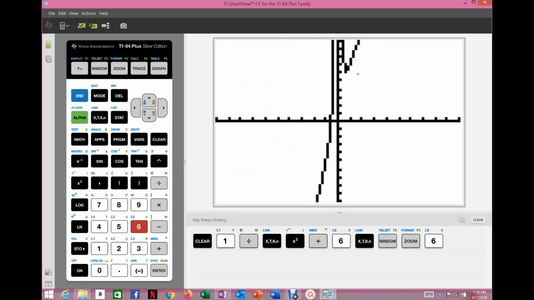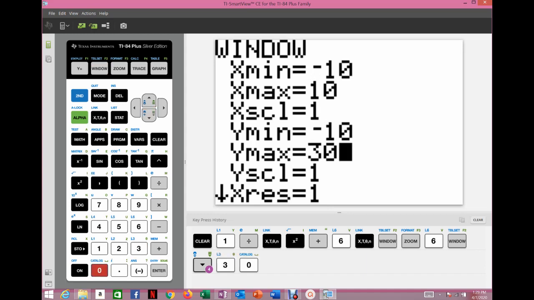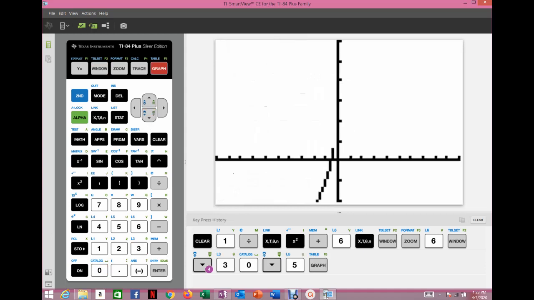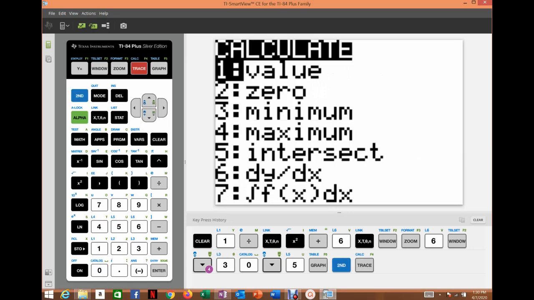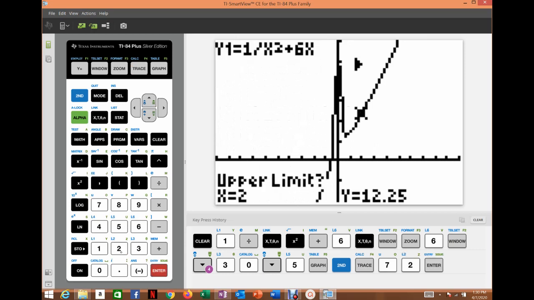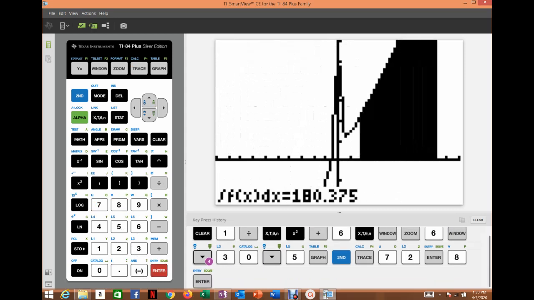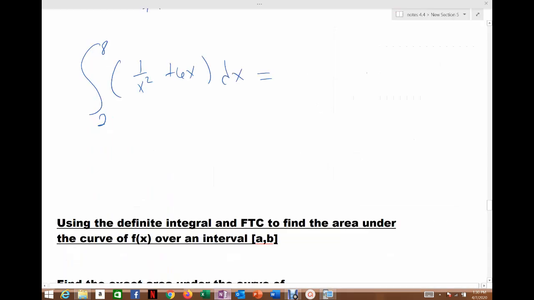And it's a little off my page. Alright, so I might make my window a little bigger in the Y direction, just to see what's going on there. So, if I graph it, there it is. Alright, so there's a little bit better looking picture. And now I'm going to find it. Second trace, 7. Lower limit 2. Upper limit, so 2 enter, and then upper limit was 8. Alright, and then it'll shade it in. And so it shades in and finds the area. So the area under this curve from 2 to 8 is 180.375. Alright, and so there's my answer. 180.375.